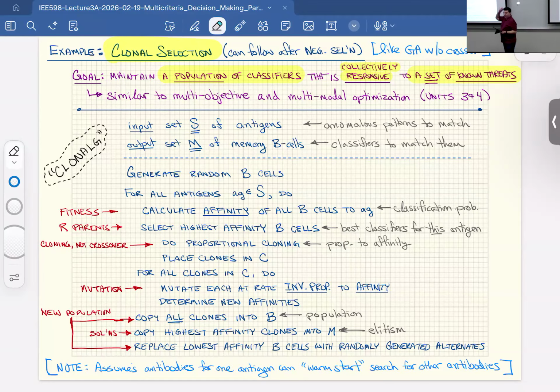Questions about that, clonal selection? Yep. Are the numbers S and M hyperparameters? Yeah, the size of S and M, so these are sets, but the size of these sets are hyperparameters. S is an input, it's just a list of antigens, but the size of M is how much space you have in your immunological memory.